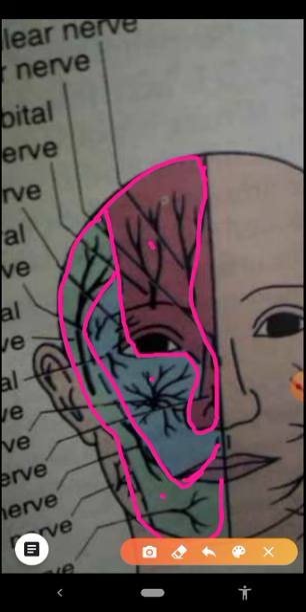Let me tell you something very important, and that is the area over here. You can see the area over here is not supplied by the trigeminal nerve. Basically, this is the area of the parotid gland and the angle of the mandible, and it is supplied by the great auricular nerve. This area is not supplied by the trigeminal nerve. It is supplied by the great auricular nerve.